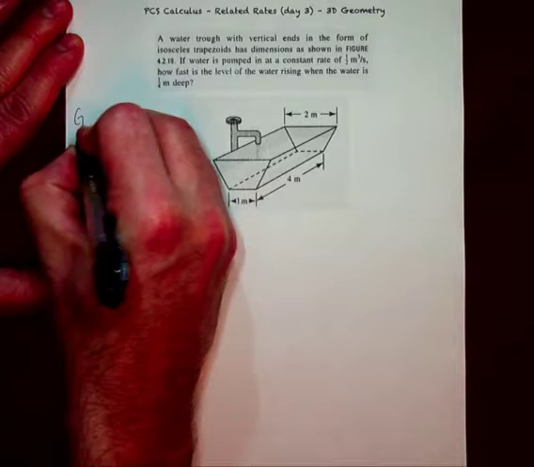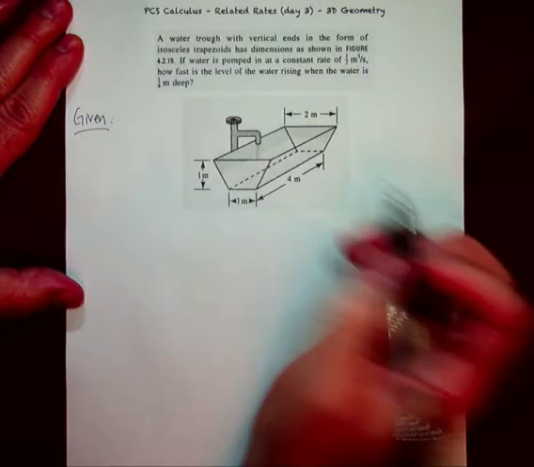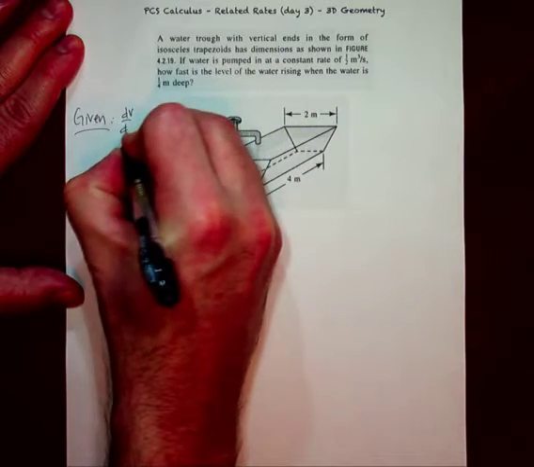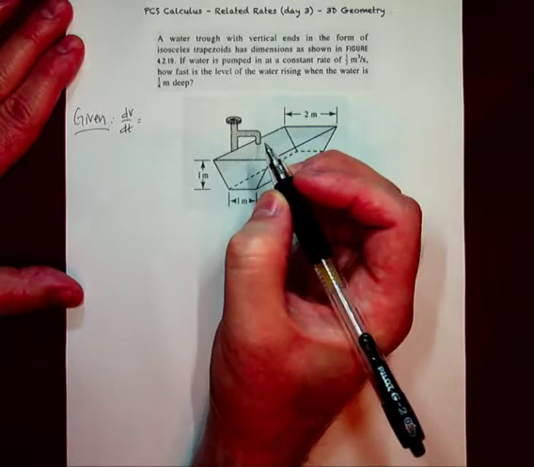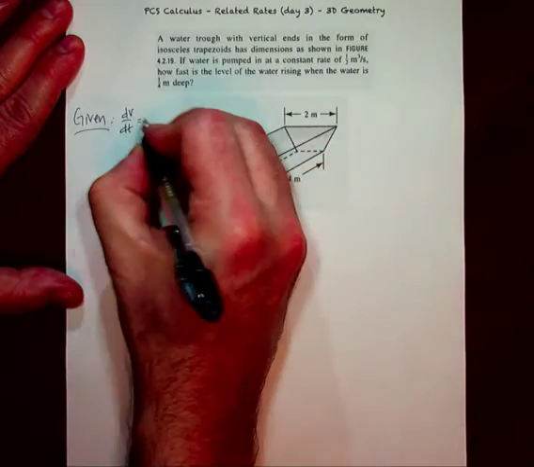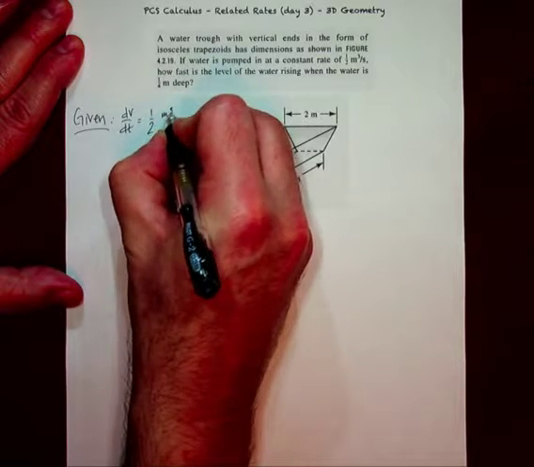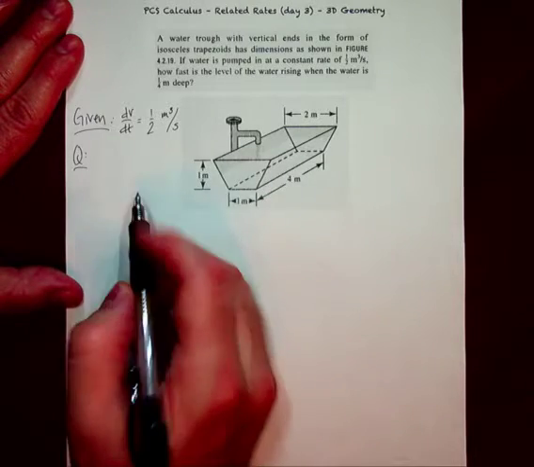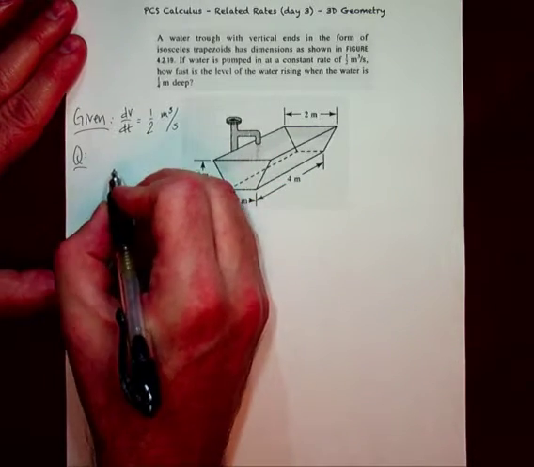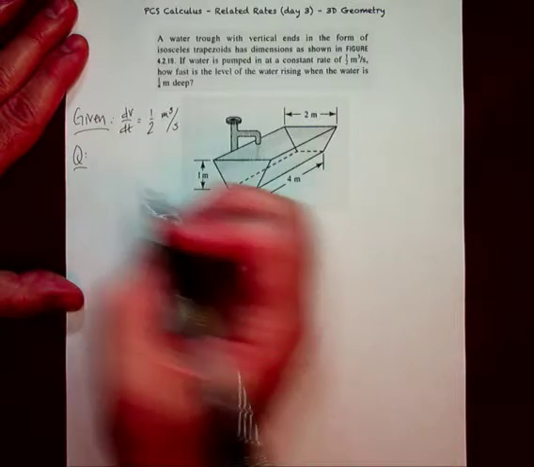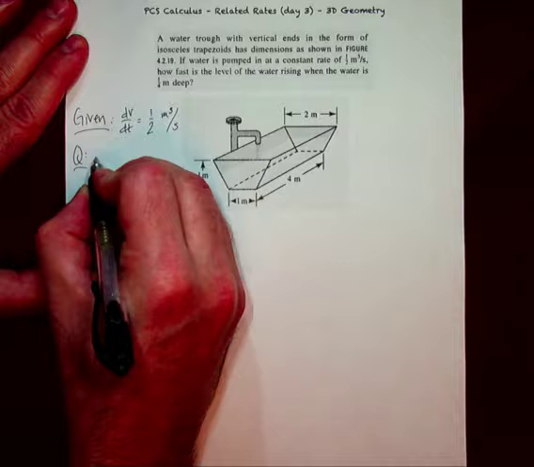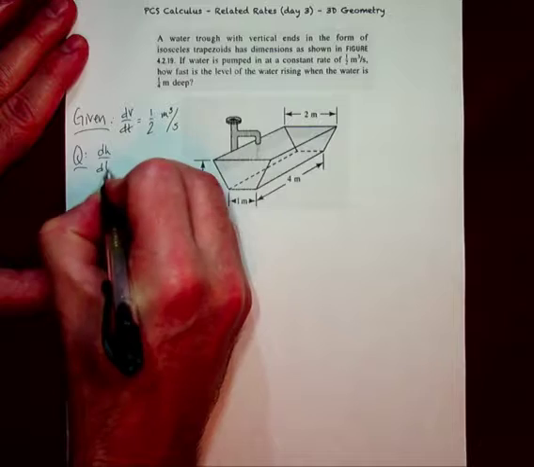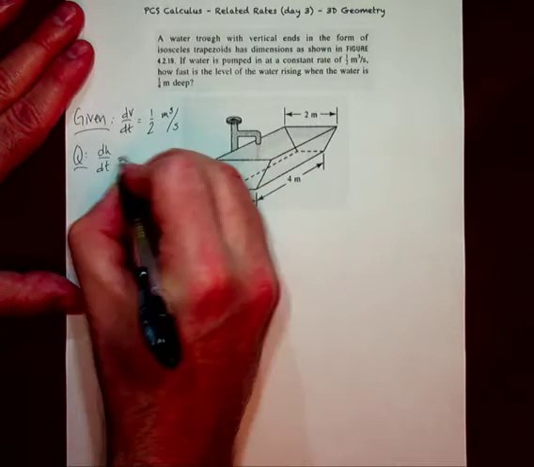Okay, so my given is if the water is pumped in at a constant rate, so dV/dt, it's going to be positive because the water is being pumped in, right, because it's increasing the volume, 1/2 meters cubed per second. My question, we'll abbreviate it as Q since I don't want to run into my little figure right here. The question is, how fast is the level of the water rising? Well, the level of the water is going to be, let's call it H, height, right? dH/dt is equal to, okay, question mark.